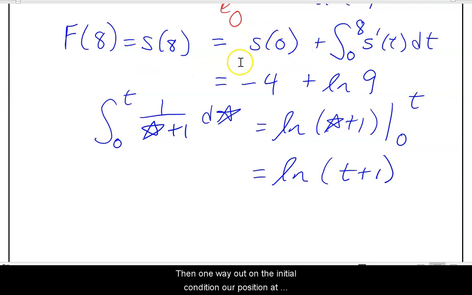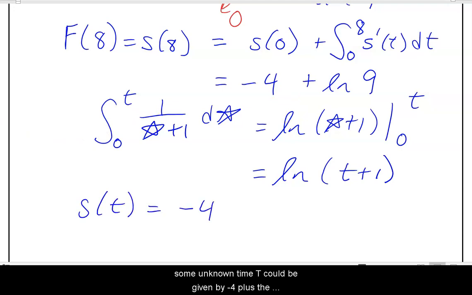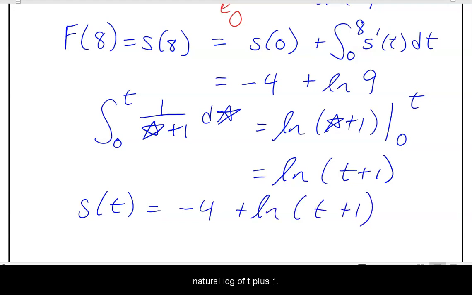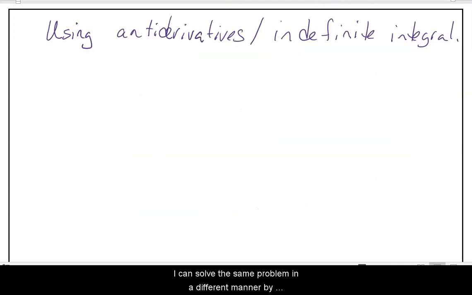Then when we add on the initial condition, our position at some unknown time t could be given by -4 plus the natural log of t plus 1. Now, how could I do the same thing, but instead use the idea of the antiderivative and the indefinite integral? I can solve the same problem in a different manner by using antiderivatives inside the indefinite integral.